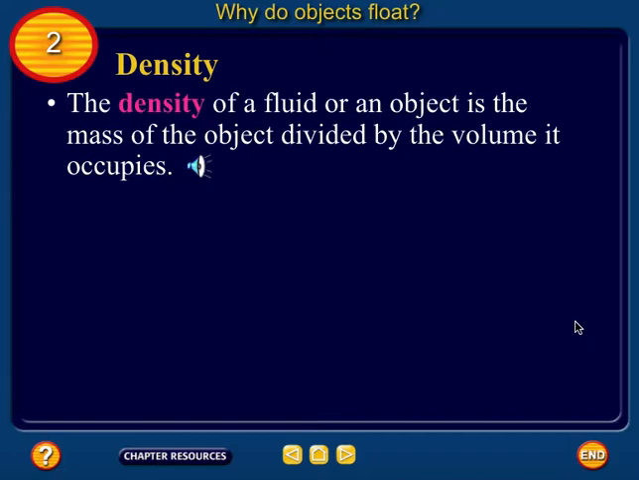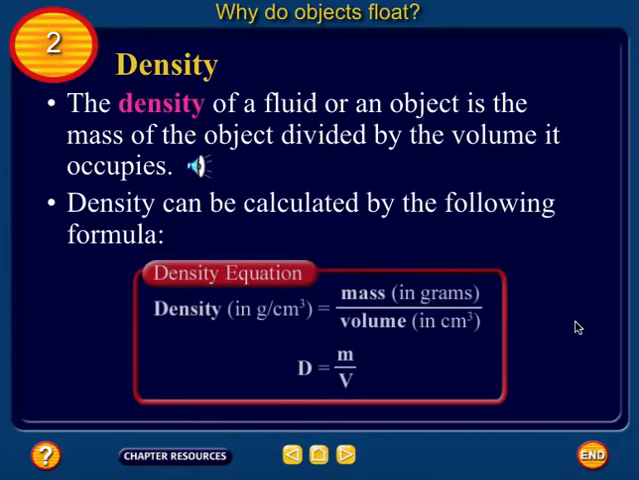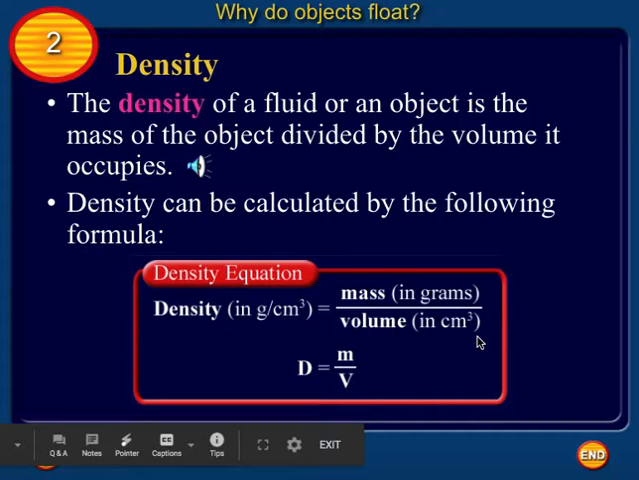How do we tell that? Well, density tells us that. The density of a fluid or an object is the mass of the object divided by the volume it occupies. So it's calculating how much mass there is in the size of the object, how much matter there is, and how much space the object takes up. Density can be calculated by the following formula: density equals mass divided by volume. Mass is often measured in grams, and volume in cubic centimeters or in liters.